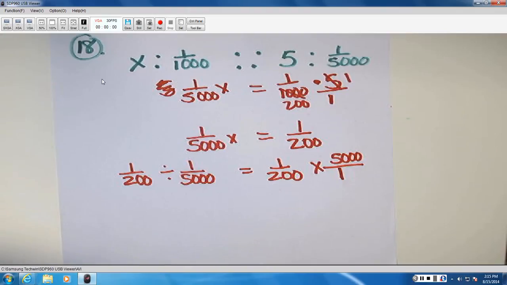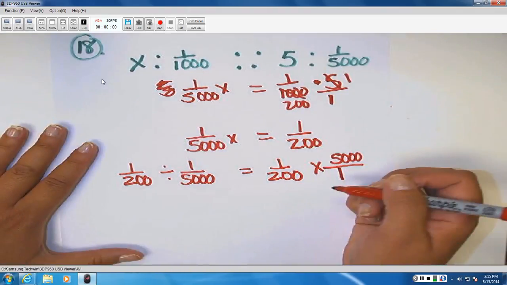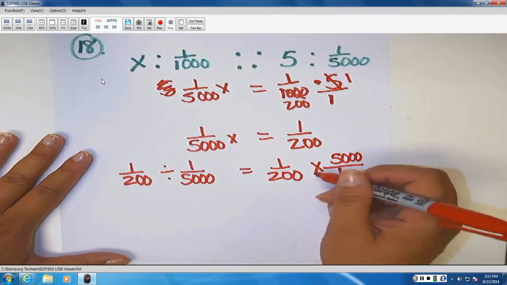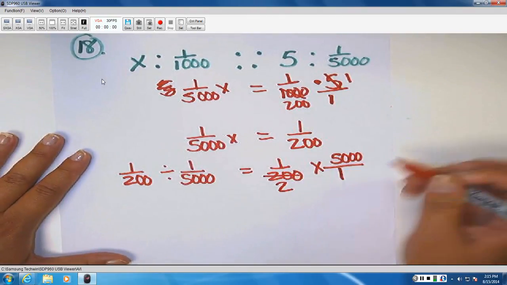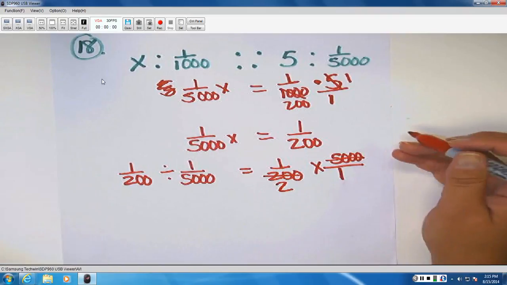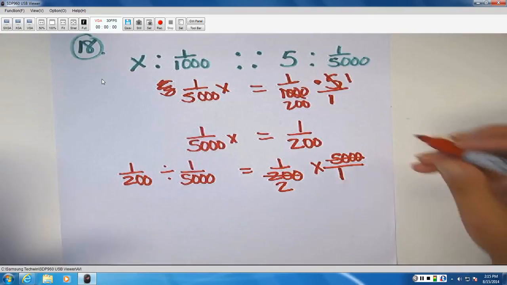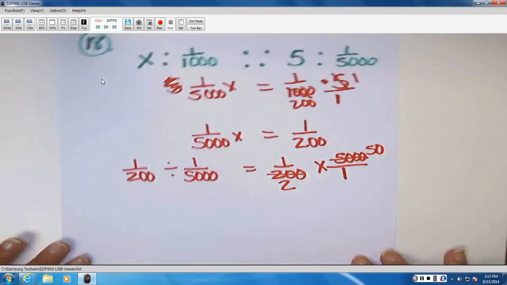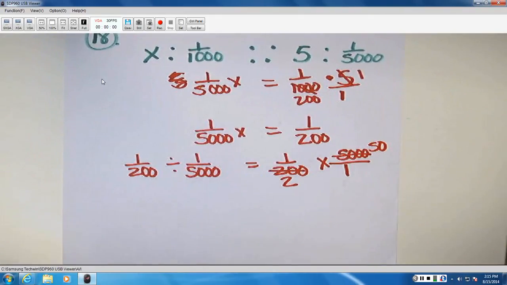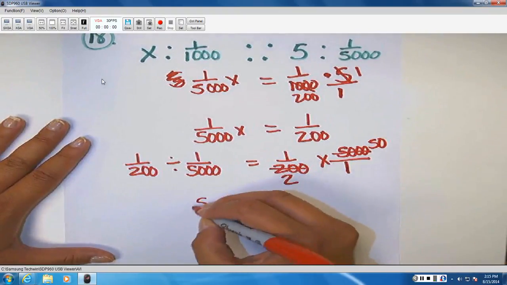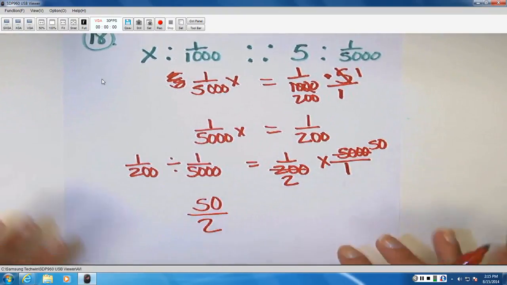100 will go into 200 twice, and 100 will go into 5,000 50 times. So now I'm just going to multiply straight across. So I have 50 over 200.